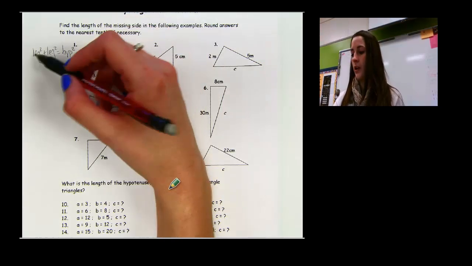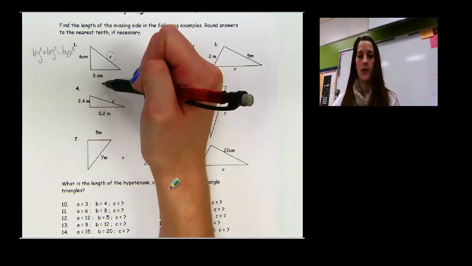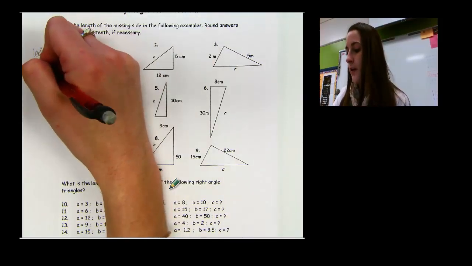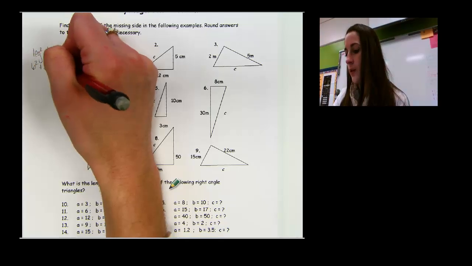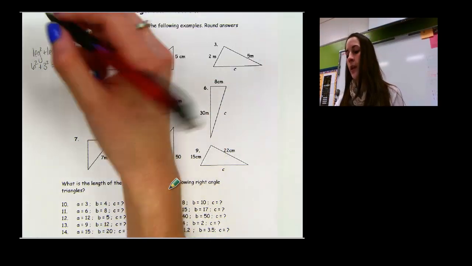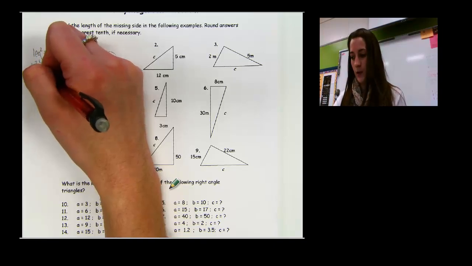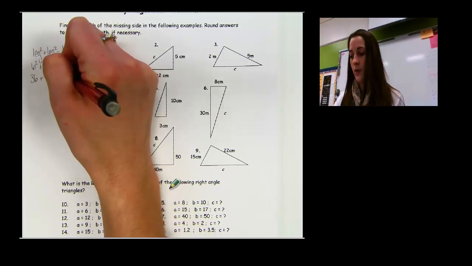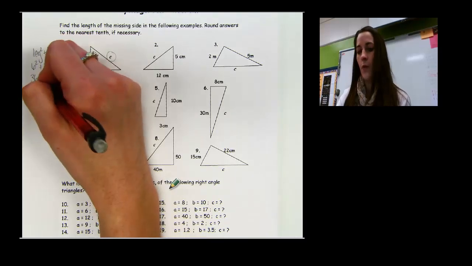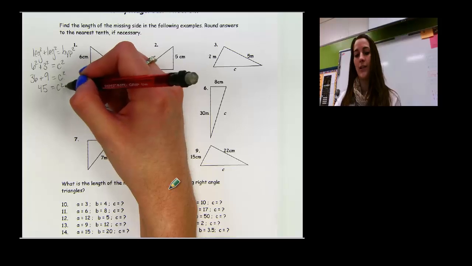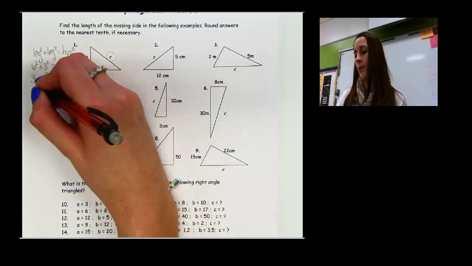So let's take a look. So we have 6 centimeters and 3 centimeters for each of our legs. So we're going to have 6 squared plus 3 squared is going to be equal to c squared. 6 squared is the same thing as 36. 3 squared is 9. Again, equals c squared. So we're going to have 45 is equal to c squared. How do we get rid of this square? We're going to take the square root of both sides.